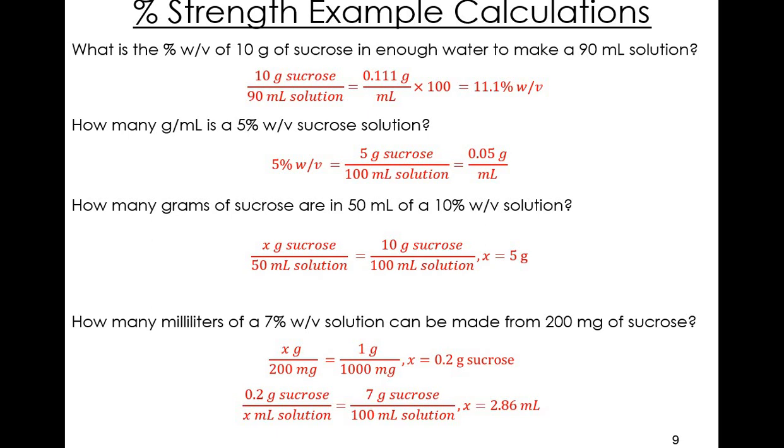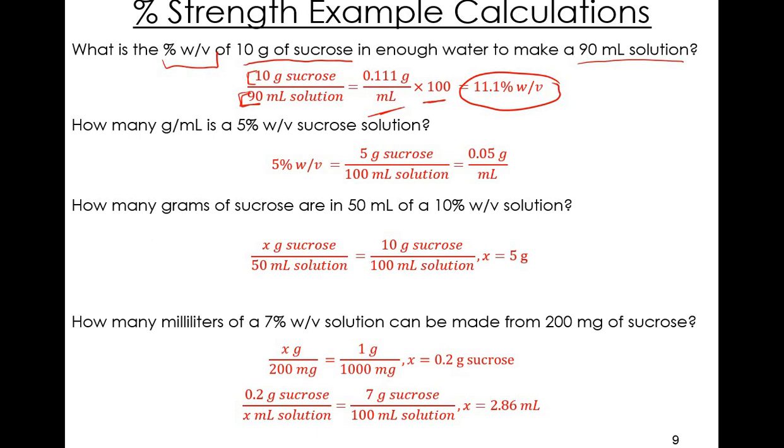In the first problem, we're given a mass of sucrose, 10 grams, and a volume of solution of 90 milliliters, and we're asked to find what the percent weight per volume is. In this case, we just take the mass of the drug, which is sucrose, and divide it by the total volume of the preparation, the total solution, so 10 divided by 90. That gives us a decimal form, and we can multiply that decimal by 100 to get the percent form.